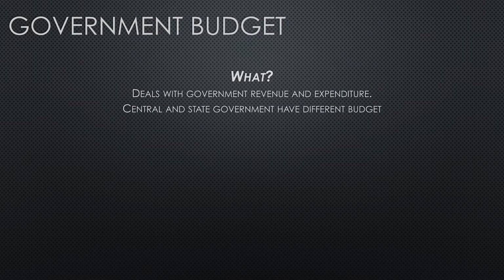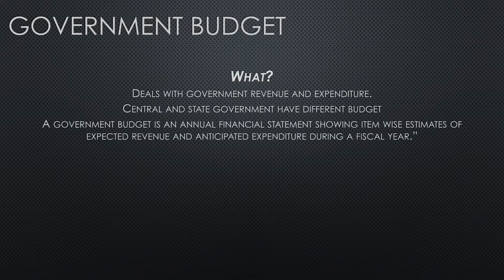The second most important thing to keep in mind is that the central government budget is different from the state government budget. So if Nirmala Sitharaman, who is the Union Finance Minister, is reading out the budget, this will be applicable to the entire nation. Whereas if the Maharashtra state government comes with a budget, it will only be applicable in the state of Maharashtra and nowhere else.